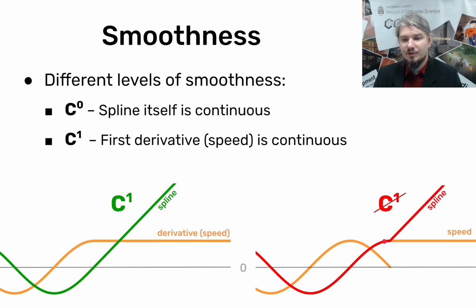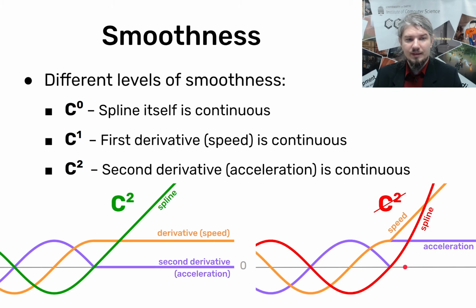So the rate of change goes to 0, and then it suddenly becomes 1, meaning that there is going to be this sharp corner over here. This spline is not C1 because there's a hole in the first derivative. We can also look at the C2 smoothness. This means that the second derivative, the acceleration, is continuous.